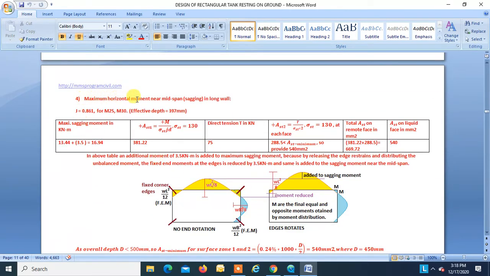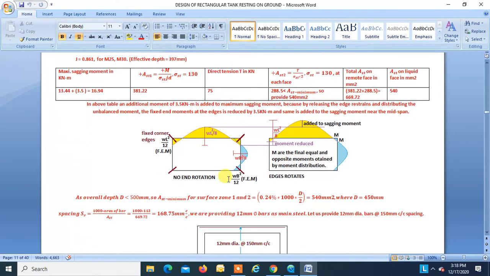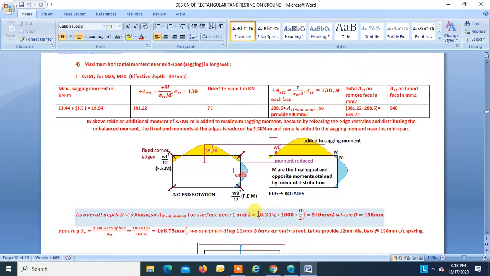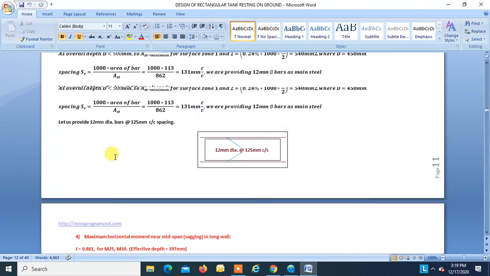Now the maximum horizontal moment near the midspan, that is the sagging moment. In the long wall, we know that the sagging moment will cause tension on the outer surface, so the horizontal steel to be provided will be on the outer face. So find the maximum sagging moment from the above table.